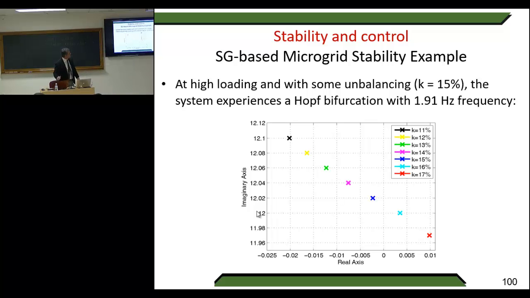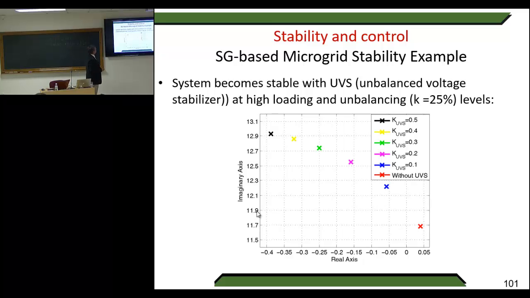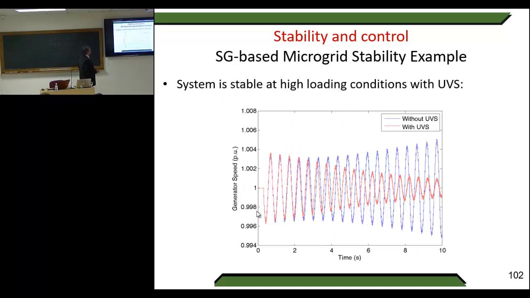And they try to see the impact of a strategy like the unbalanced voltage stabilizer mentioned before, at high loading and an unbalancing condition of K25. So they are able to move this from 0.15 to 0.2, and the zero axis is here now. So the condition is better because of this strategy. The system is stable at high loading condition with this voltage stabilizer. Here, with voltage stabilizer and without.